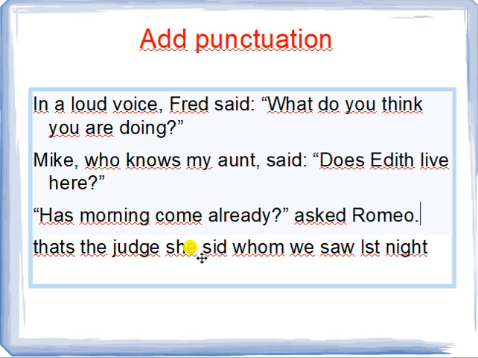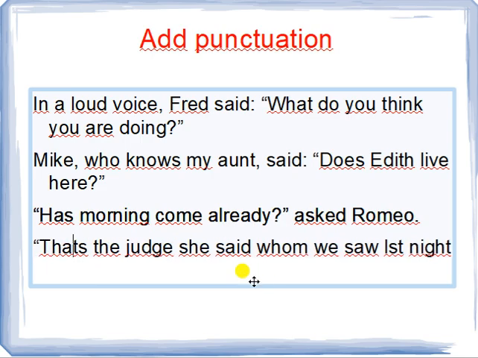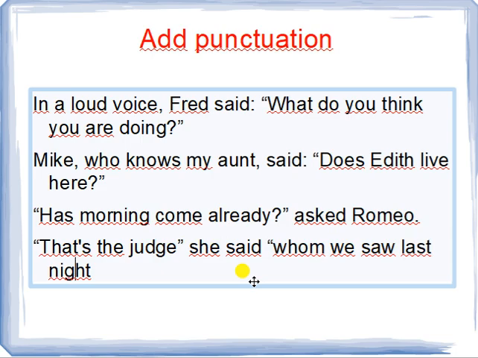That's the judge, she said, whom we saw last night. So here the direct speech is interrupted. That with an apostrophe, because it's short for that is. That's the judge, she said, whom we saw. I've left out the A. Whom we saw last night. Full stop, close chick chicks. That's the judge, she said, whom we saw last night.